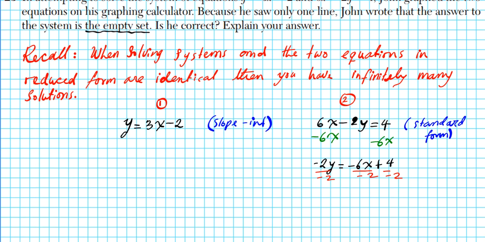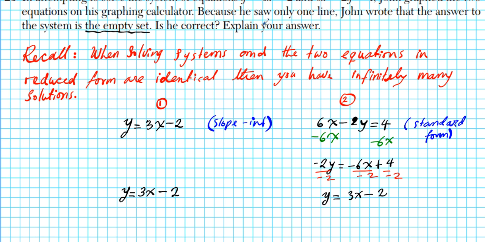And what results? You get y equals negative 6 over negative 2, which is positive 3x minus 2. Remember the rule: anytime you divide numbers with different signs, the result is always negative, and anytime you divide numbers with the same signs, the result is always positive. Now what do you notice about these two lines? They are identical. So if you draw a line on top of another, how many times do they intersect? They intersect an infinite number of times.